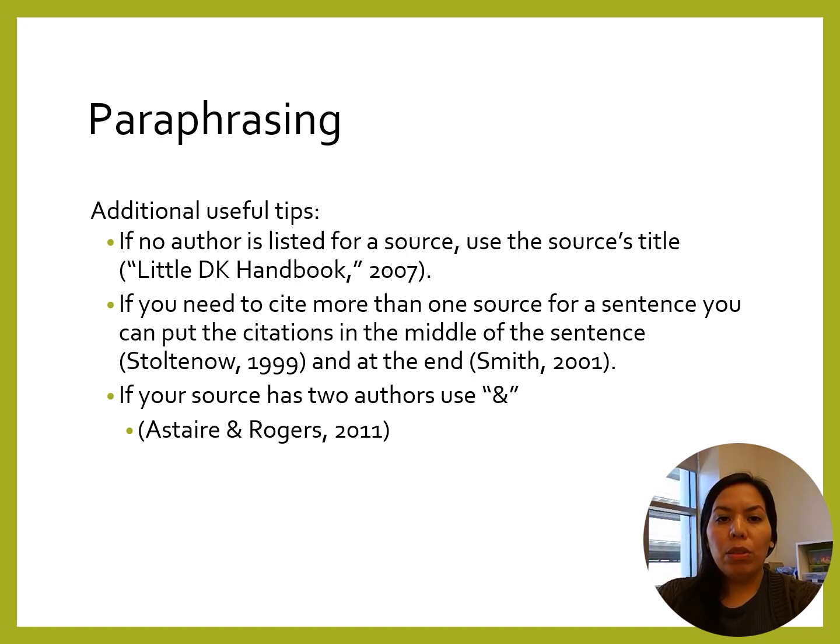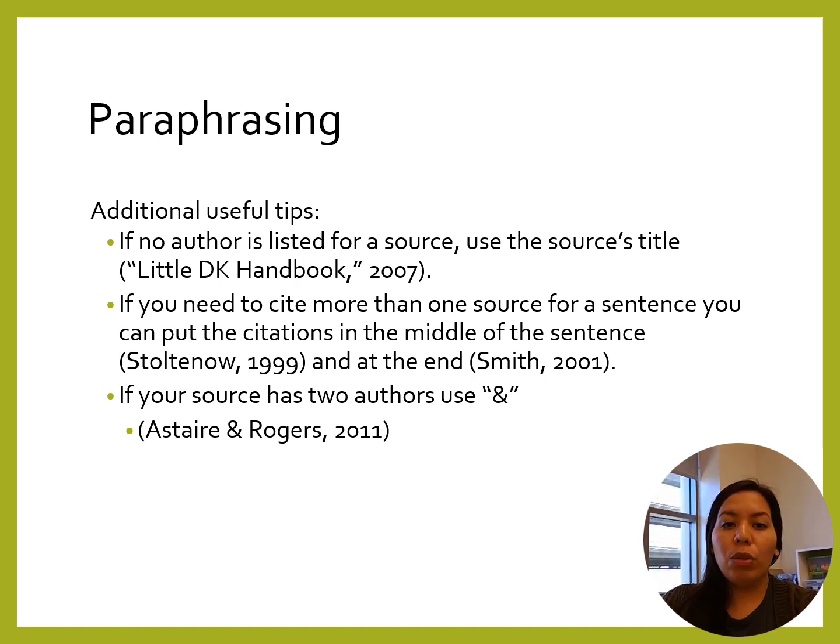So here are some additional useful tips. If there's no author that is listed for a source, you're just going to use the source's title, and then you're going to include the year after that. If you need to cite more than one source for a sentence, you can put the citations in the middle of the sentence and put them right after where you're making that reference to that specific resource. And then if your source has 2 authors, you can just use that ampersand symbol and put that in between the authors' names.